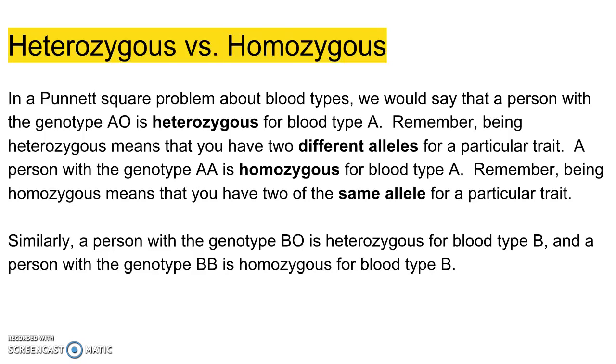Okay, now, if we were doing a Punnett square problem about blood types, if I told you someone was heterozygous for blood type A, that means that they have the genotype AO. That's because heterozygous means that you have 2 different alleles for a trait. Alternately, if I say someone is homozygous for blood type A, that means they have 2 A alleles, since homozygous means you have 2 of the same allele. Along those same lines, a person that has genotype BO, we would say they are heterozygous for blood type B, and someone who has genotype BB, we would say they're homozygous for blood type B.